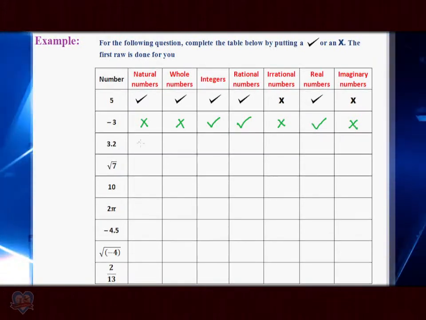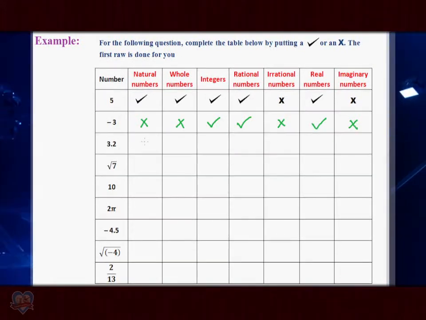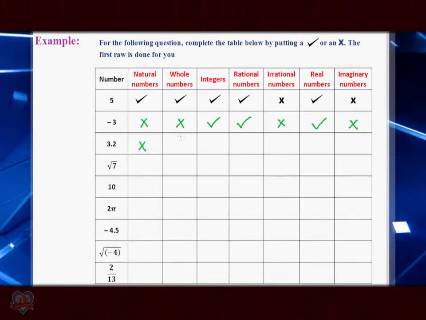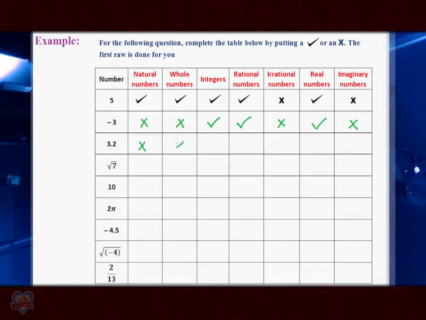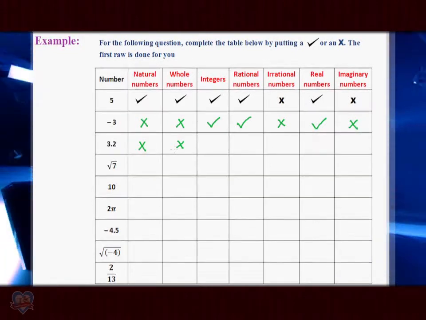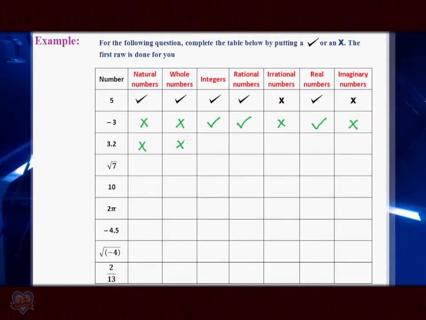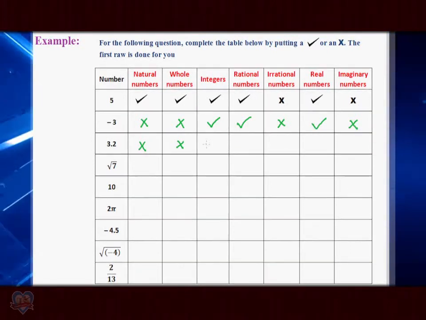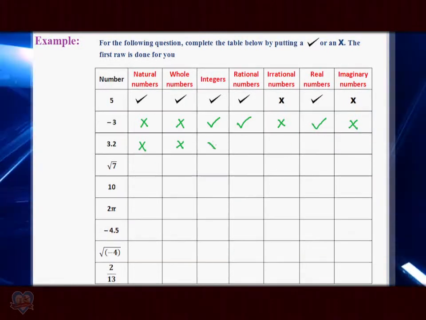3.2. We do not use 3.2 for counting, so it's not a natural number. It is not a whole number because whole numbers start from 0, 1, 2, excluding the decimals. It is not an integer.